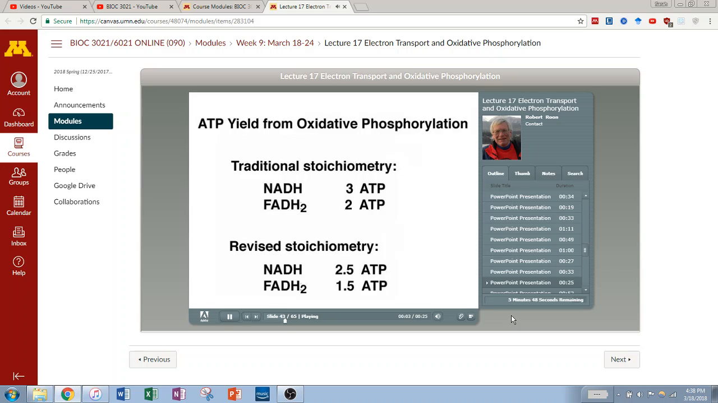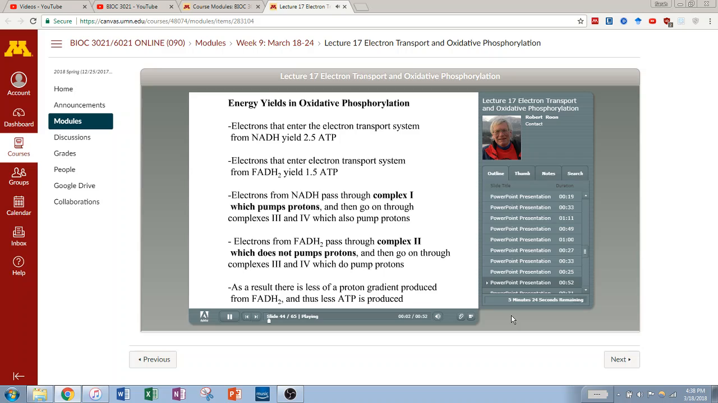Earlier biochemical studies suggested that 3 ATPs were generated from NADH, whereas 2 ATPs could be derived from FADH2. However, recently this stoichiometry has been revised to 2.5 ATPs for NADH and 1.5 for FADH2. The following energy yields are seen in oxidative phosphorylation. Electrons that enter the electron transport system from NADH yield 2.5 ATP. Electrons that enter electron transport system from FADH2 yield 1.5 ATP.